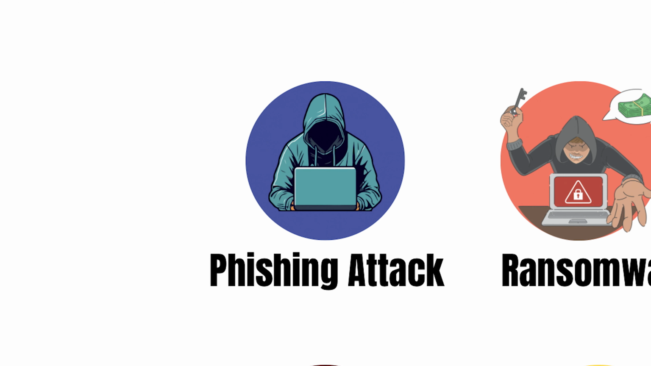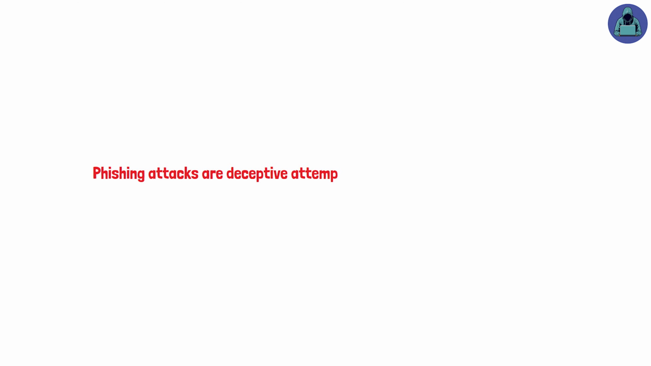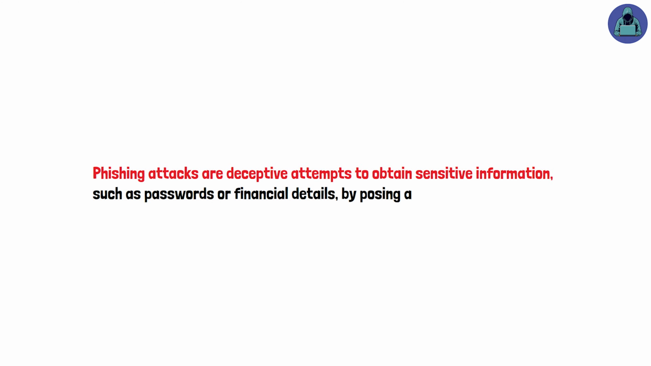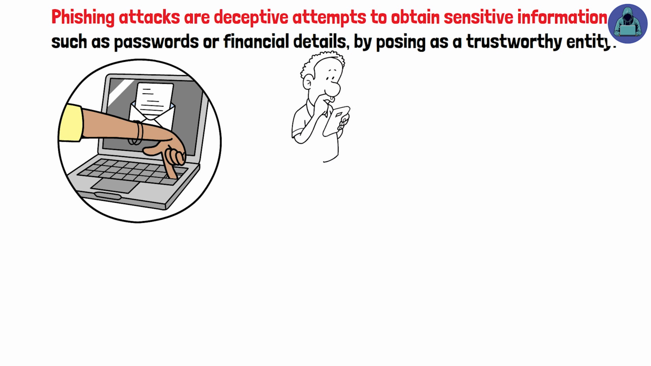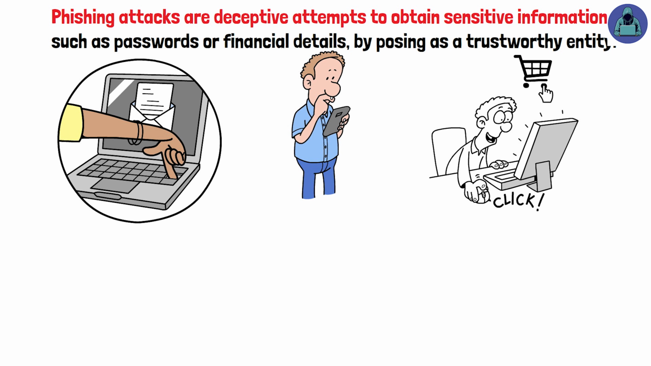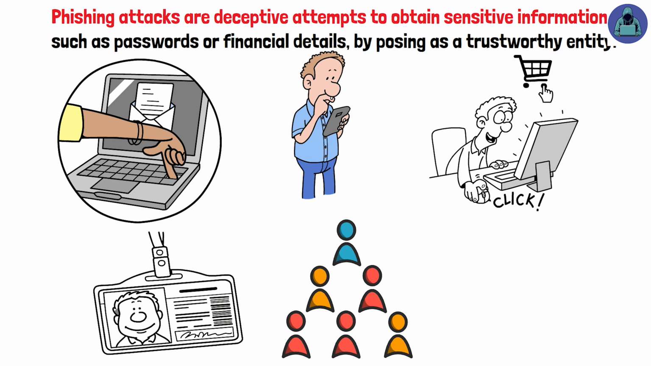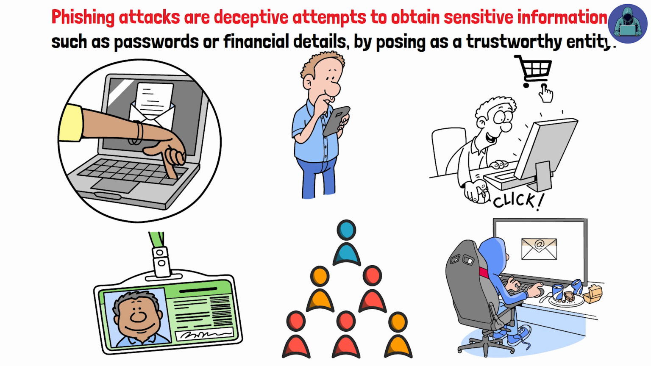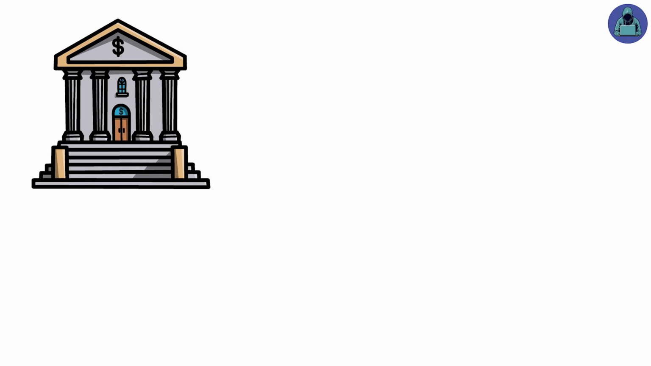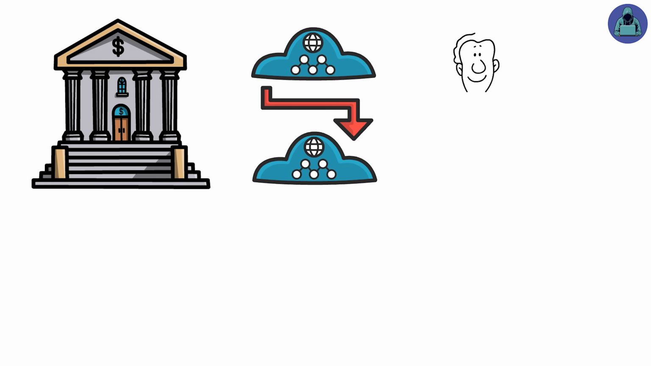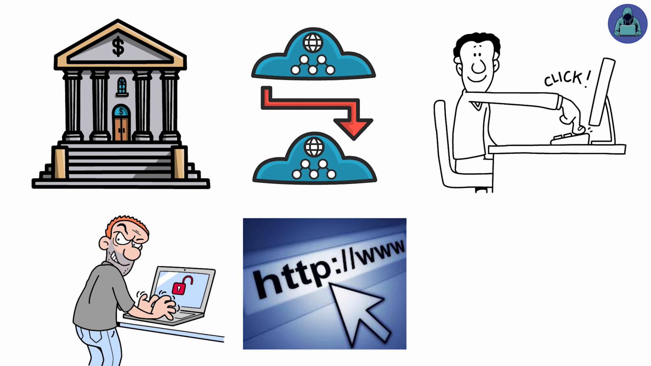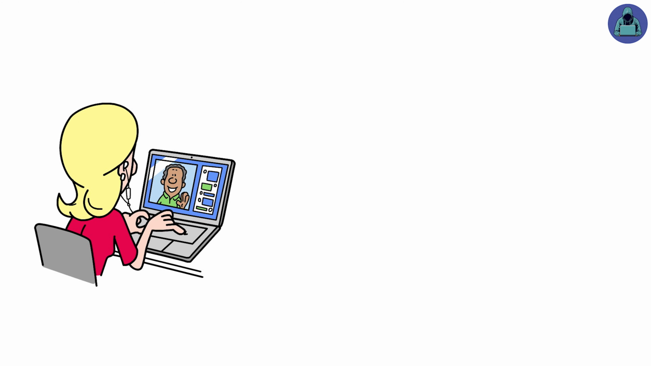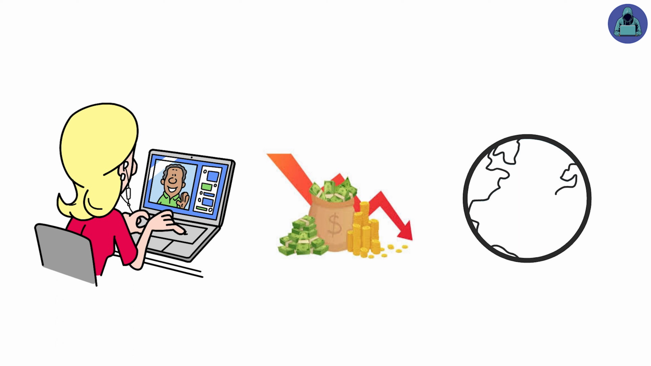1. Phishing attacks. Phishing attacks are deceptive attempts to obtain sensitive information, such as passwords or financial details, by posing as a trustworthy entity. These attacks often come in the form of emails, text messages, or fake websites, tricking users into divulging personal information. For example, a cybercriminal might send an email pretending to be from a bank, asking the recipient to update their account information by clicking on a link that leads to a fake website designed to steal their credentials. Phishing attacks can lead to identity theft, financial loss, and unauthorized access to accounts.